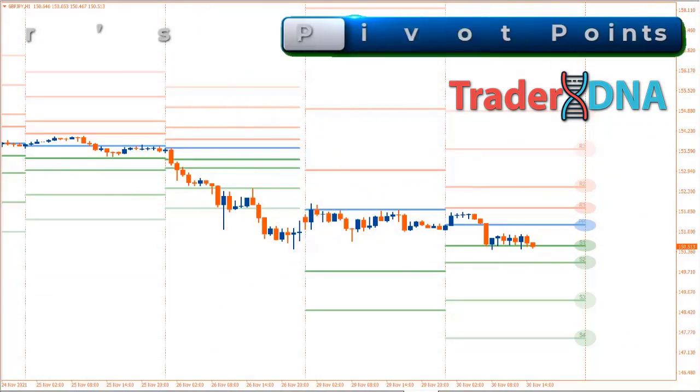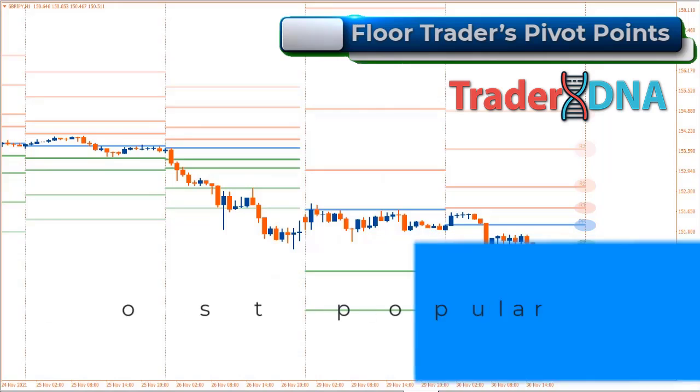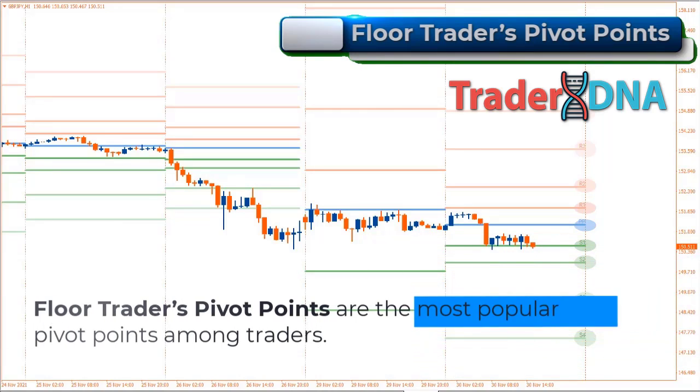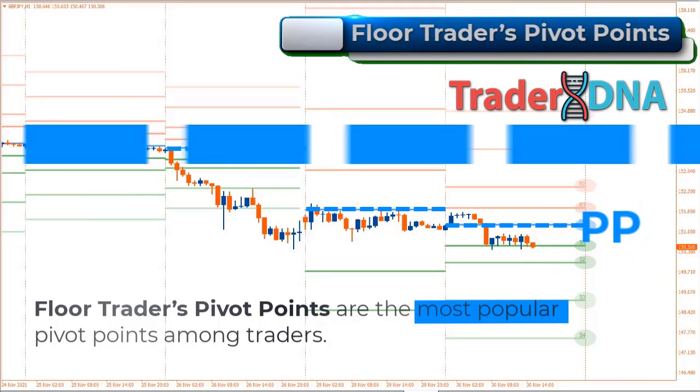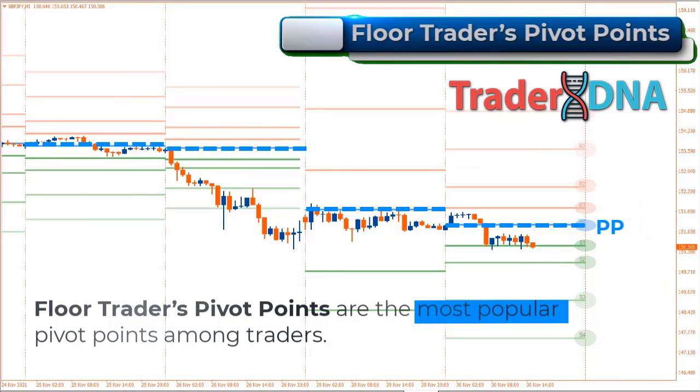Floor traders' pivot points. Floor traders' pivot points are the most popular pivot points among traders. The central pivot point represents the intraday point of balance between the buyers and sellers and is usually where the largest amount of trading volume takes place.